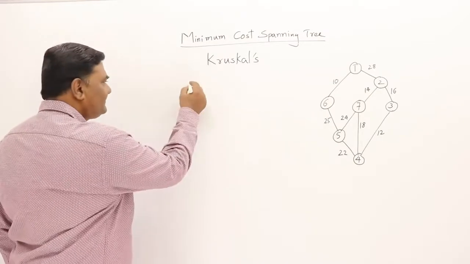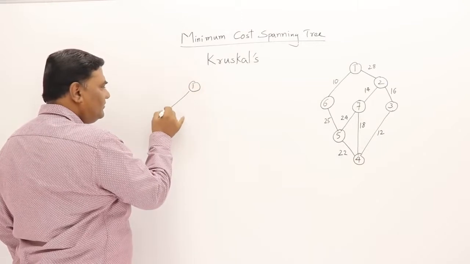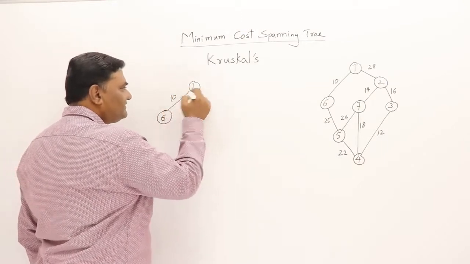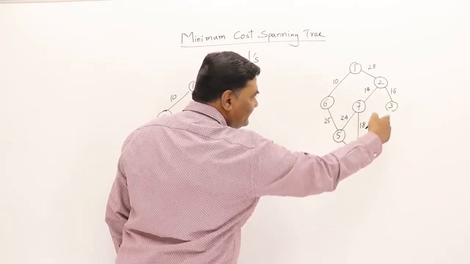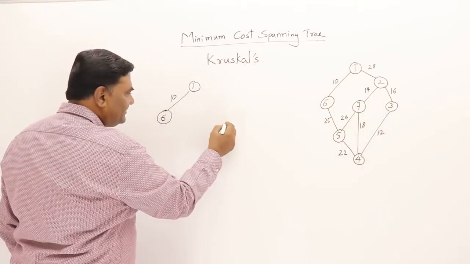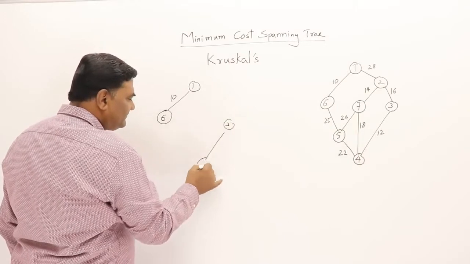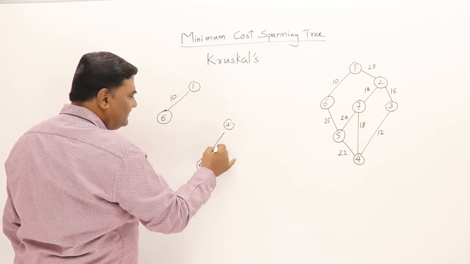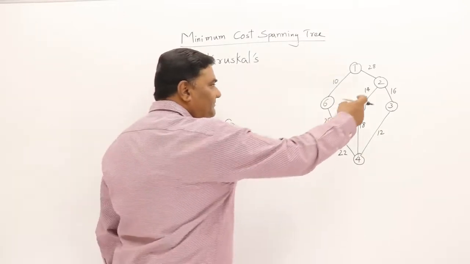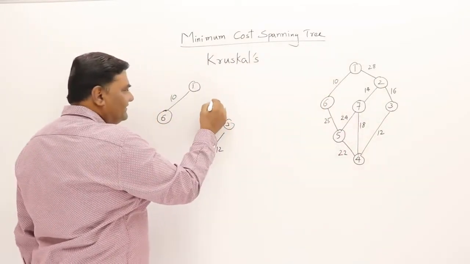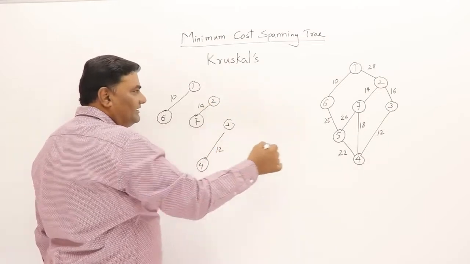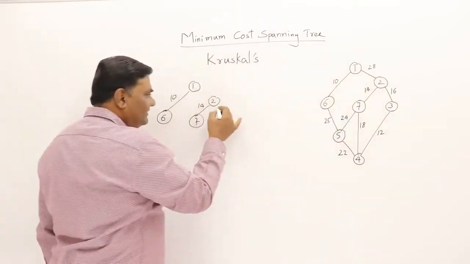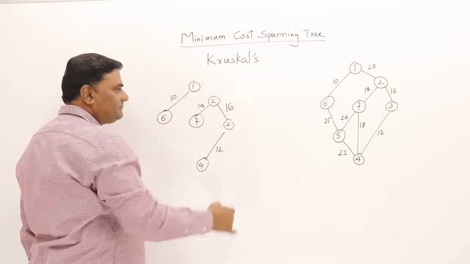Let's select the smallest edge, 1 to 6, that is 10. This one is the smallest, and the next smallest is 3 to 4. So the second edge I am selecting is 3 to 4, and its cost is 12. Next minimum is 2 to 7. Select 2 to 7, and this is 14. And the next minimum is 2 to 3, that is 16.